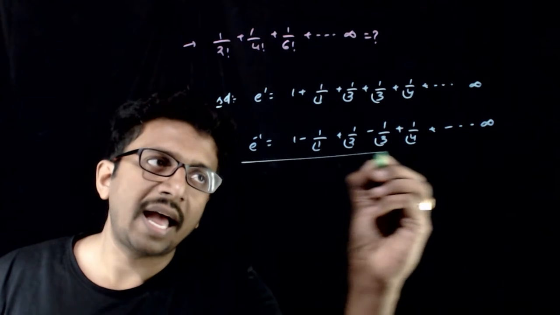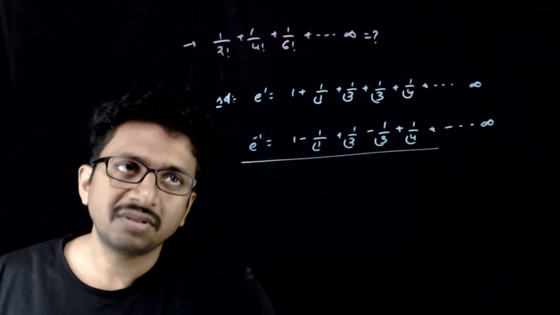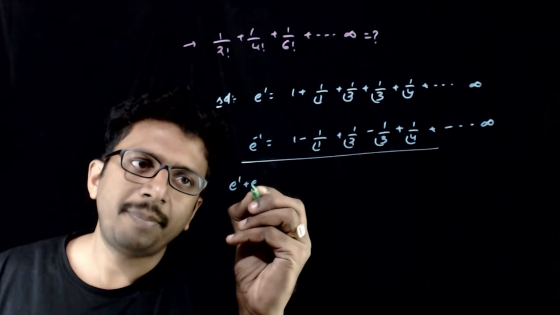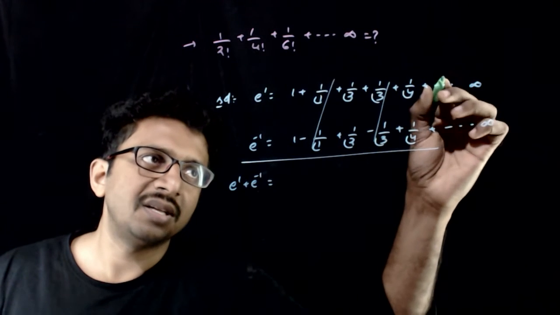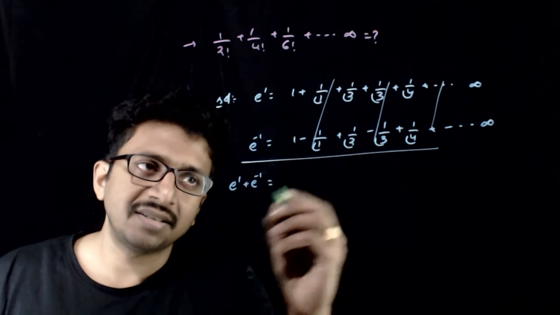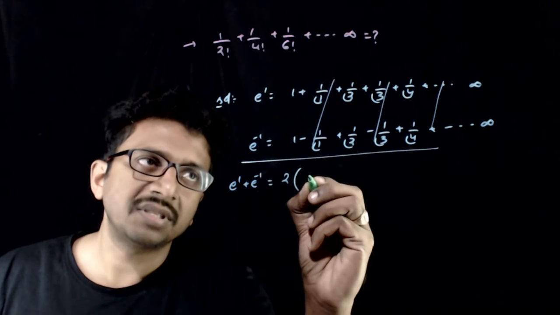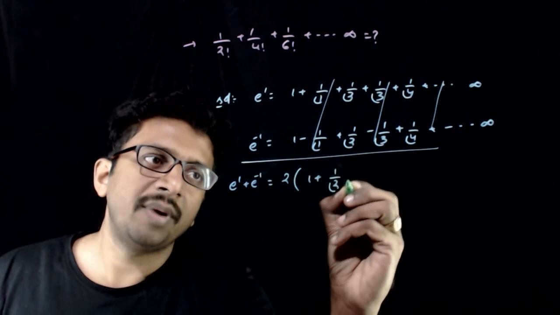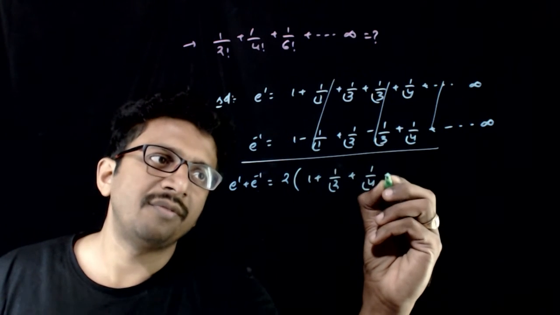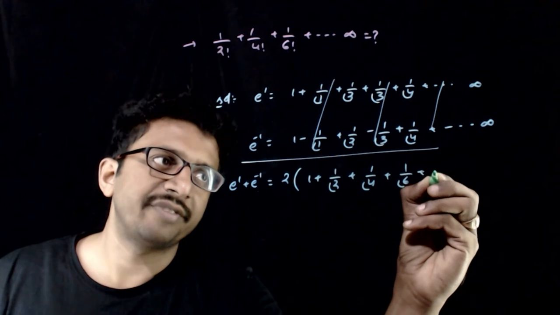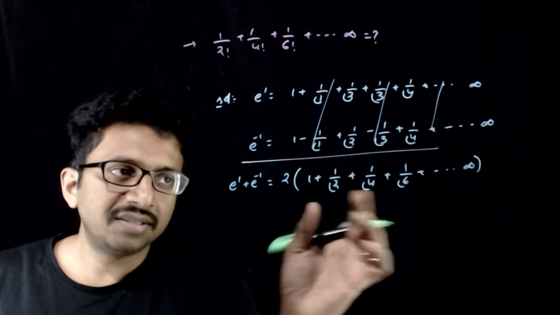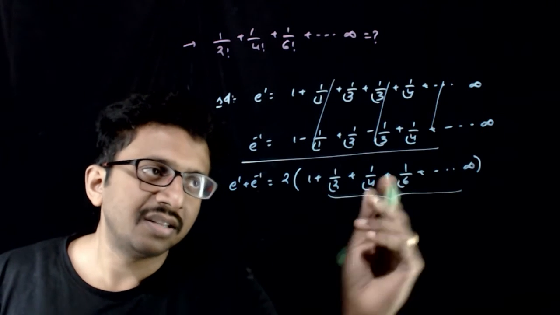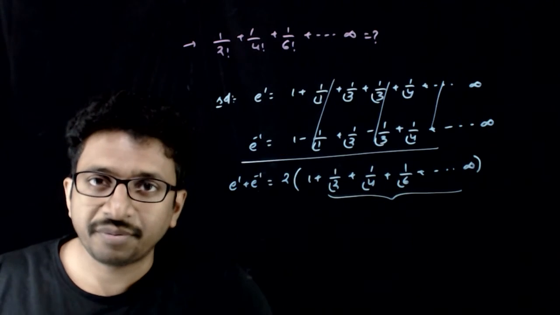So now I'll add these two expansions. So e power 1 plus e power minus 1 is equal to, if I add, you can see that the odd terms get cancelled. And you have 2 times 1 plus 1 by 2 factorial plus 1 by 4 factorial plus 1 by 6 factorial plus so on up to infinity. So as you can see, this is the expansion which is asked of you.